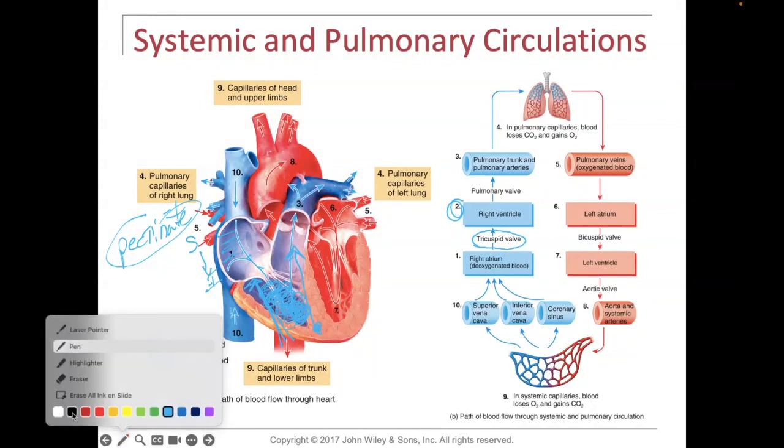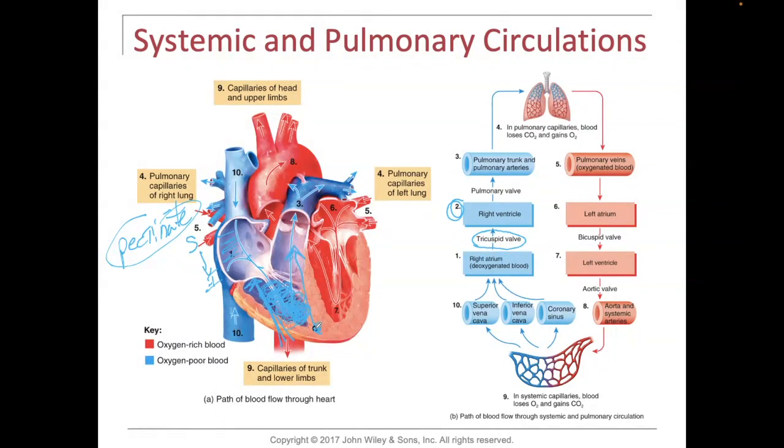Let me change the color of the arrow, black. So when the ventricles contract, they're going to contract from inferior to superior. When the ventricles contract inferior to superior, the blood is pushed up, which takes this valve and forces it shut. The name of that valve was the tricuspid valve.